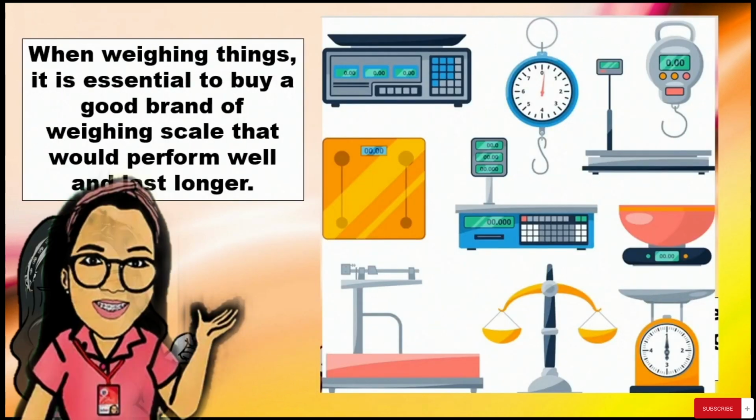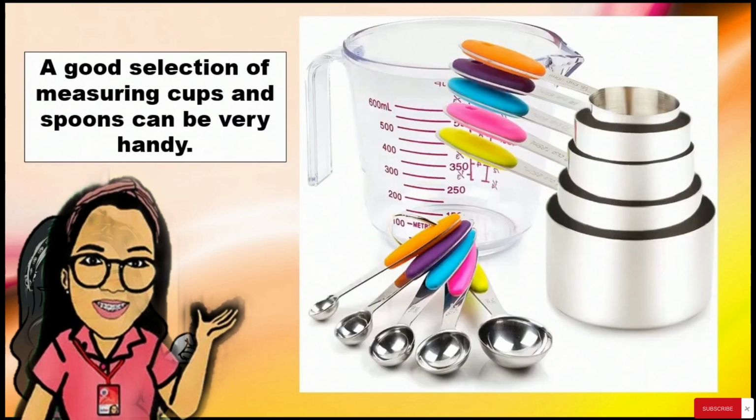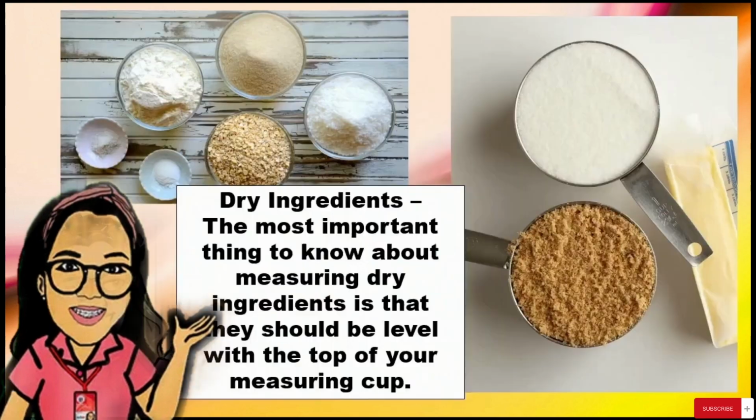So when weighing things, it is essential to buy a good brand of weighing scale that would perform well and last longer. A good selection of measuring cups and spoons can be very handy. So remember this for dry ingredients. The most important thing to know about measuring dry ingredients is that they should be level with the top of your measuring cup.